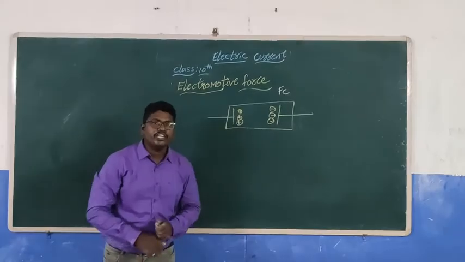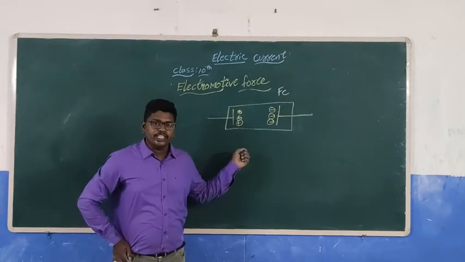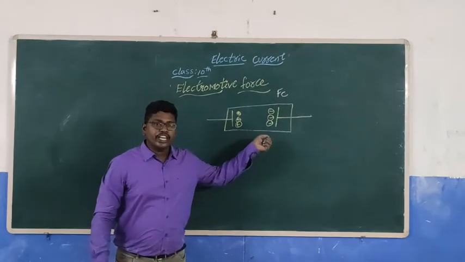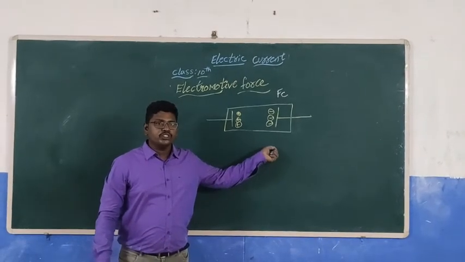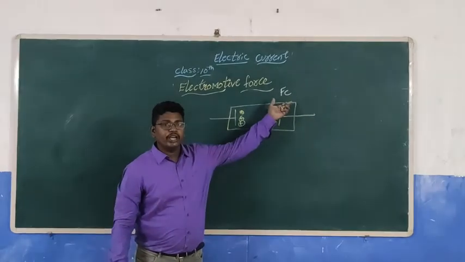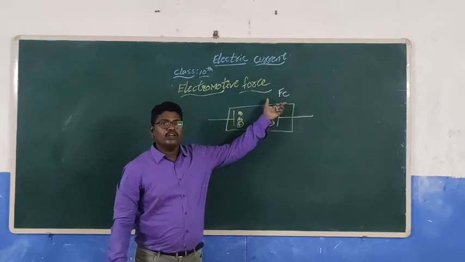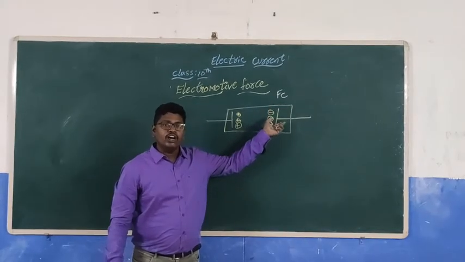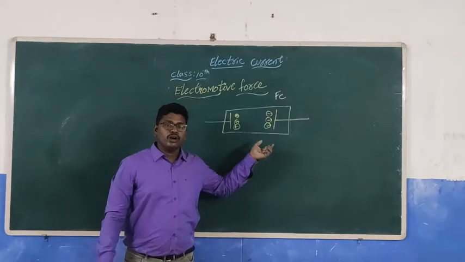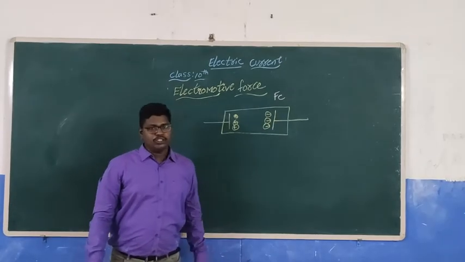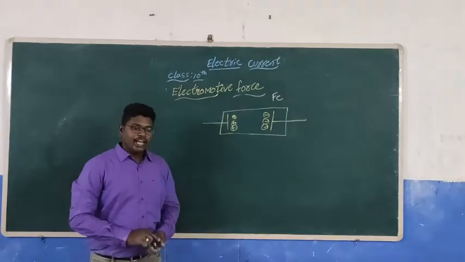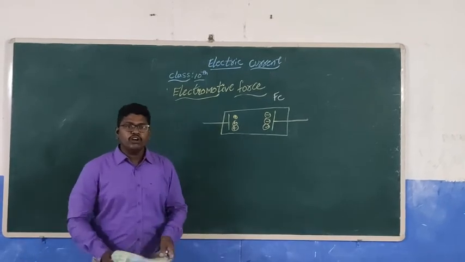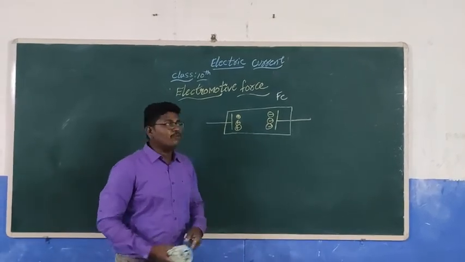So simply we can define electromotive force as the work done on a negative charge. The work done by a chemical force on a negative charge to move it from the negative terminal to the positive terminal, that we call electromotive force. Now let me discuss the working of a battery.